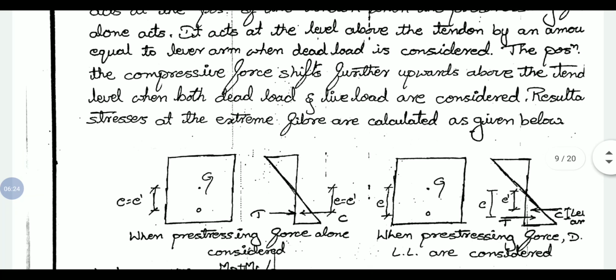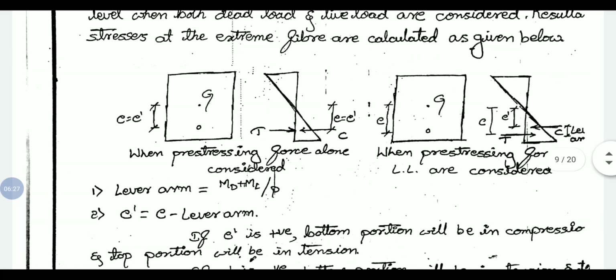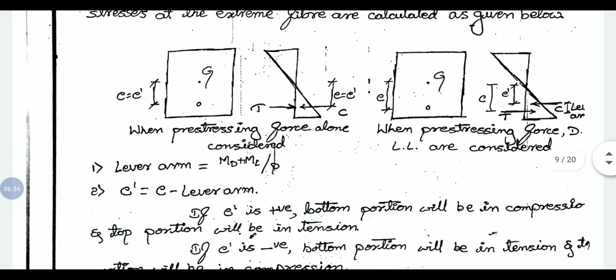Here we have stress distribution diagrams for the different cases. The first figure indicates the compressive stress is exactly acting at the location of the tendon, that is before consideration of dead load and live load. In the second figure we can observe, when we have considered dead load and live load, the compressive stress gradually shifts upwards, that is C.